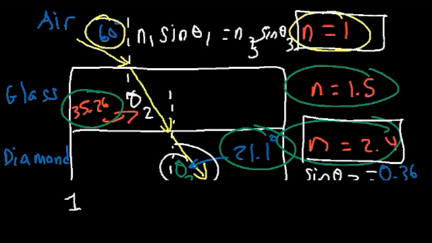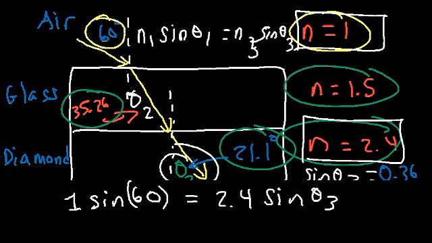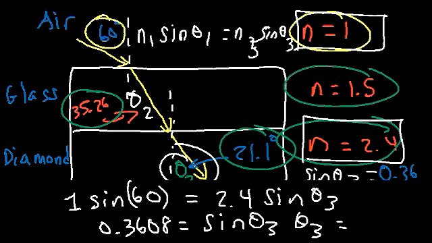So n1 is 1 and theta 1 is 60. n3 is 2.4, and let's solve for theta 3. So sine 60 divided by 2.4, that's 0.3608. And theta 3 is going to be the inverse sine of 0.3608, and you get about the same answer, which is 21.1 degrees. So even if you have multiple materials, if you need to find the last angle, you can simply go directly to that angle using the first one.